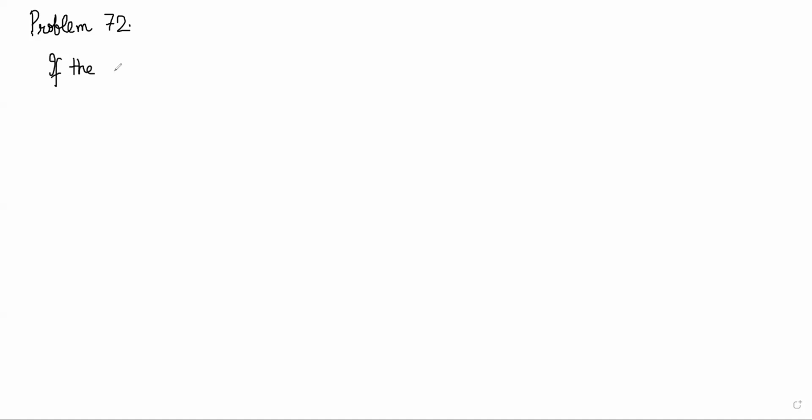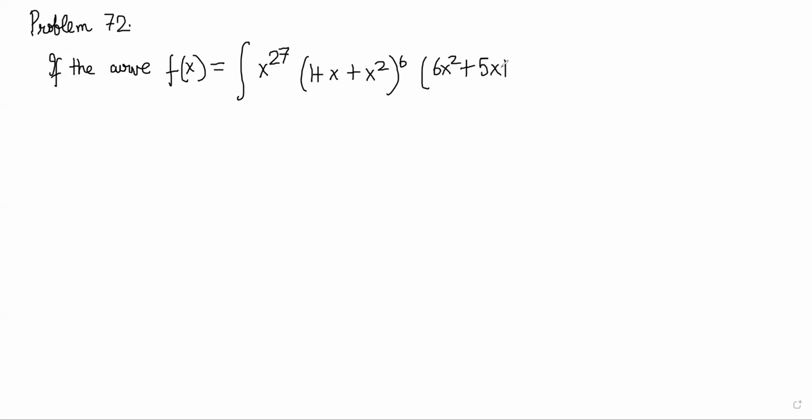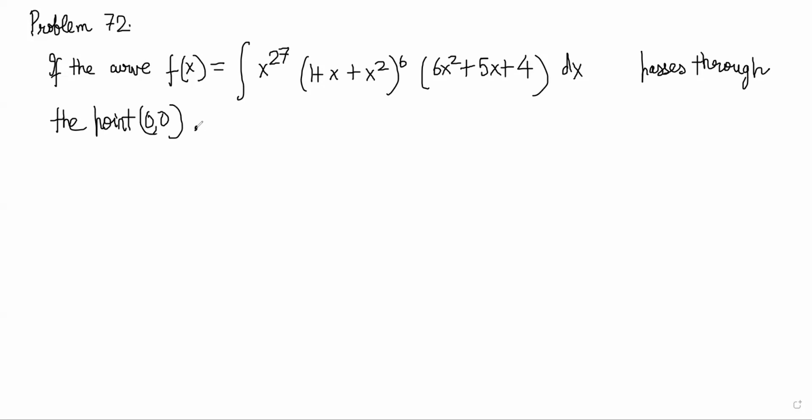If the curve f of x is equal to the integral of x to the power 27, (1 plus x squared) to the power 6, and (6x squared plus 5x plus 4) dx passes through the point (0, 0), then find f of 1 and f of minus 1.